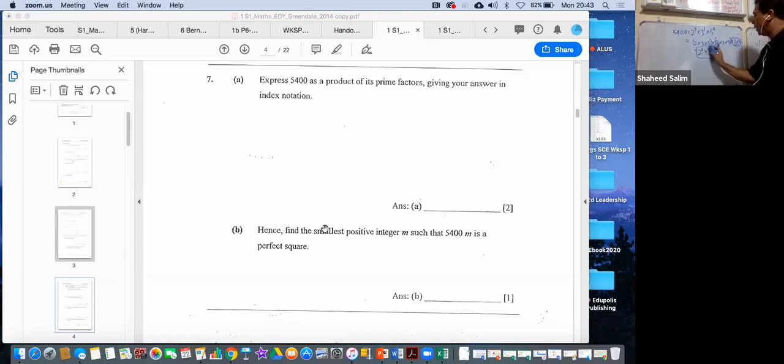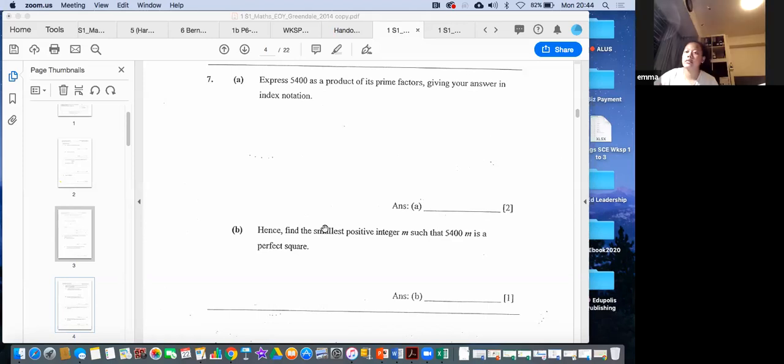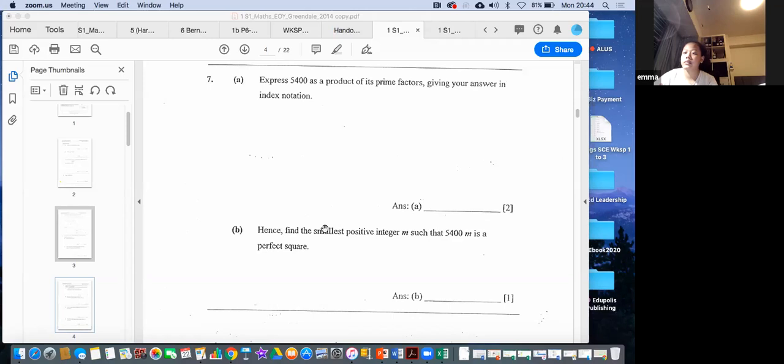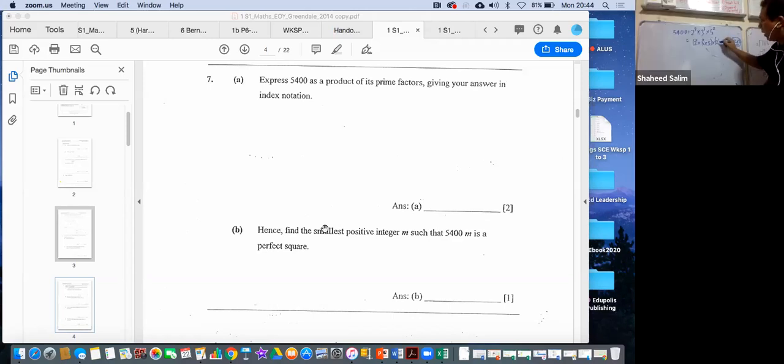So I'm going to put it in the first bracket. This 2, I'm going to mix it here. So it becomes 2 to the power of? 2. 3 to the power of? 2. 5 is just 1, right? So can you see now, this one is power 1, power 1, power 1. This one is power 1.